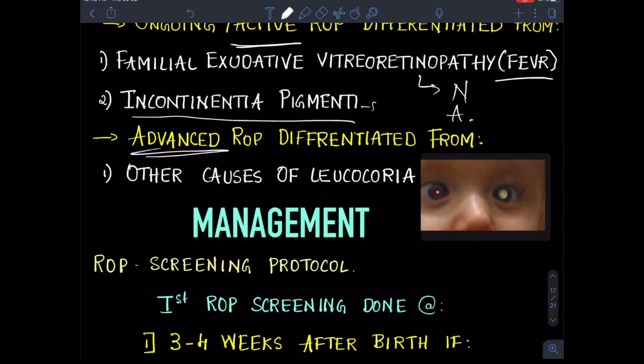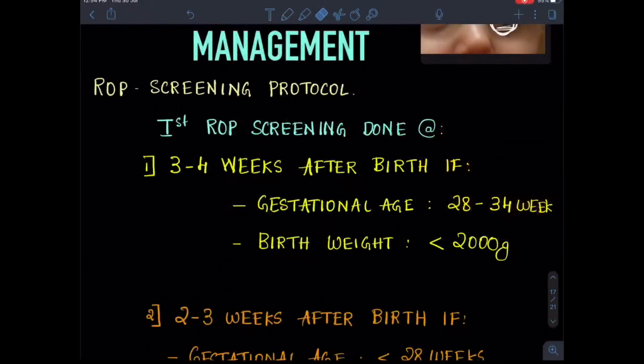Now the advanced or cicatricial ROP is something more than stage 3, that is stage 4 and 5, in which there is retinal detachment. It should be differentiated from other causes of leukocoria, as due to retinal detachment the pupillary reflex will be white in color, that is leukocoria. So it should be differentiated from other causes of leukocoria.